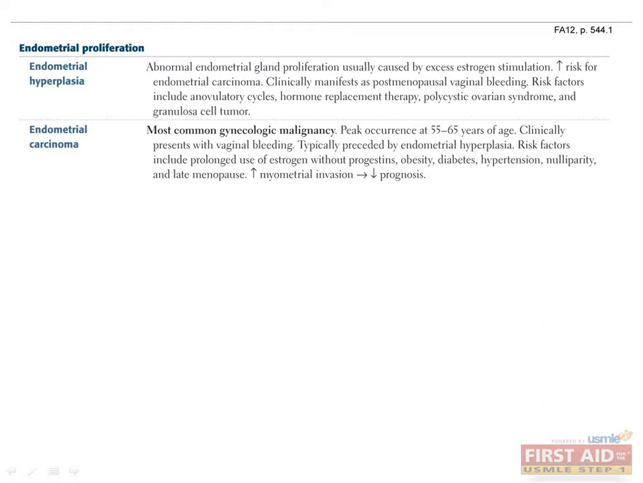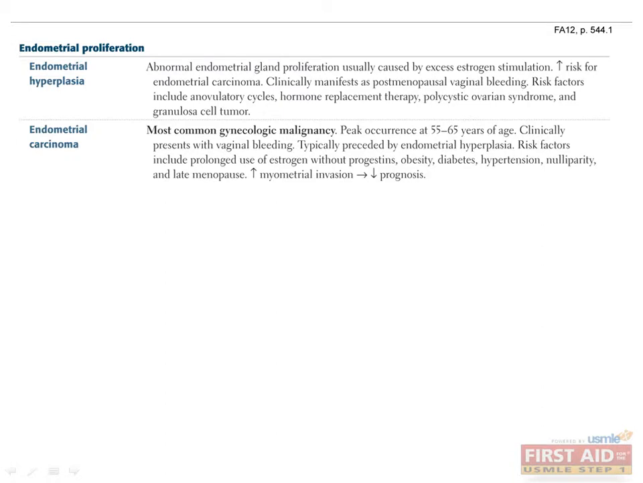Endometrial hyperplasia is more common in any state that causes unopposed estrogen, including anovulatory cycles, hormone replacement therapy, polycystic ovarian syndrome, and granulosa cell tumors. In a woman's menstrual cycle, pre-ovulation is associated with an estrogen-dominant state, whereas post-ovulation is associated with a progesterone-dominant state. So if a woman is having anovulatory cycles, like in polycystic ovarian syndrome, then she does not have the transition from estrogen to progesterone, so estrogen stays unopposed.